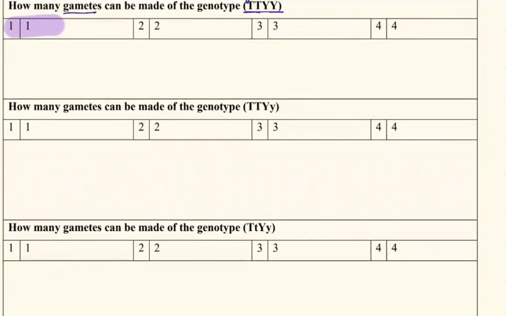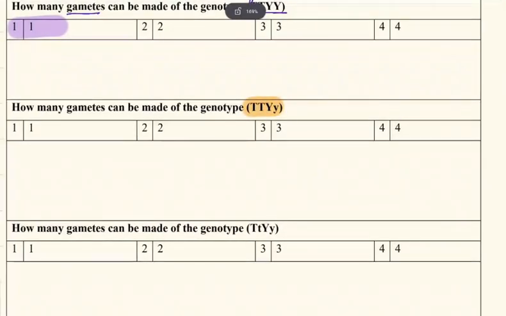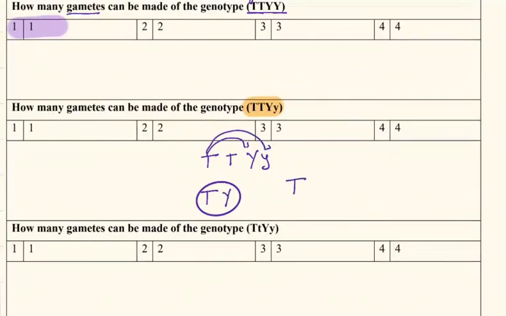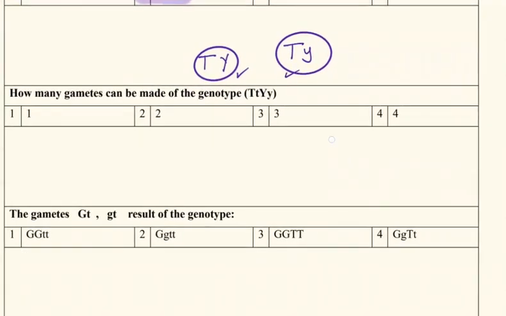Next question says, how many gametes can be made from this genotype? Let's say T capital, T capital, Y capital, Y small. Now, the first with the first will give me T capital, Y capital. This is the first gamete. The first with the second, T capital, Y small. This is the second. The second with the first will be the same as this one, and the second with the second will be the same as this one. So how many gametes can be made from this genotype? They are only two.